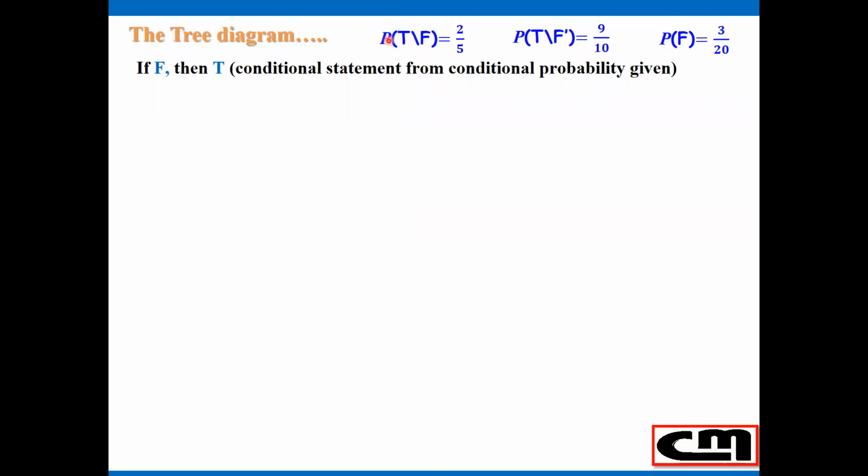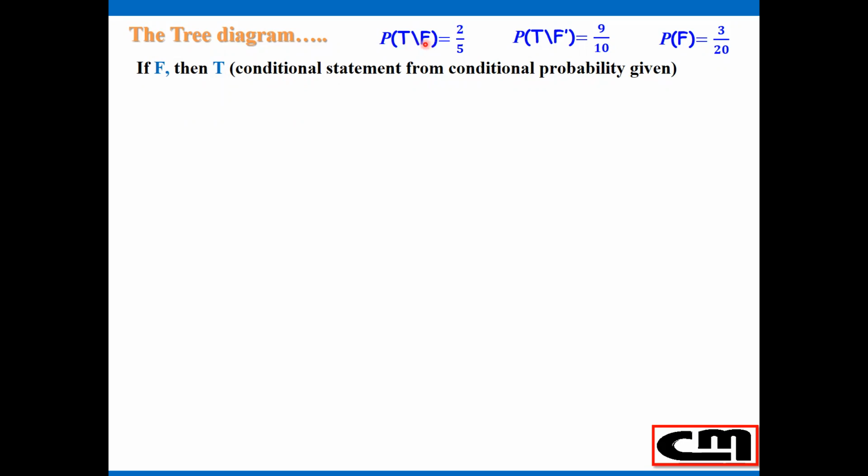I'm given that the probability of T, given that F has happened, is 2/5. If that is the case, then that means F is the independent variable. The dependent is this one. It depends on the occurrence of F. So it's like in the if-then conditional statement, we are saying if F, then T. T can only occur when this has already occurred. So that's the hypothesis and the conclusion. I'm simply saying conditional statement from conditional probability given. From here, you decide what is the independent and the dependent variable.